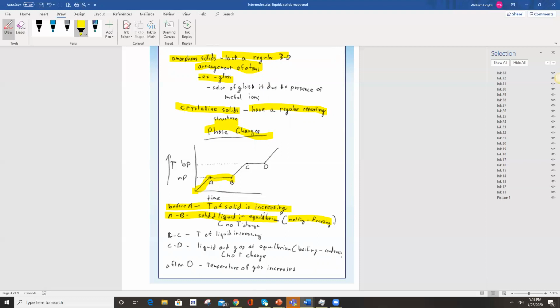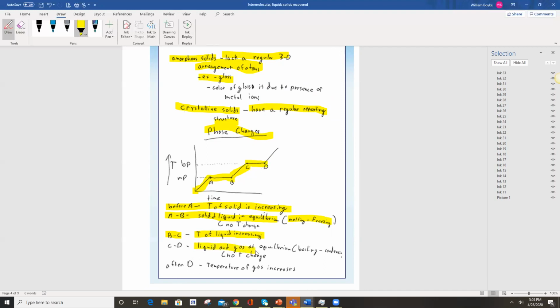Eventually, though, you will melt all of that solid. Once you've melted all of that solid, now you have all liquid. As you continuously supply heat to this, what's going to happen? The temperature of that liquid is going to increase. That's what you see between points B and C. Eventually, you're going to get to the boiling point of that liquid. That liquid is going to start to form into a gas. That's what you see between points C and D.